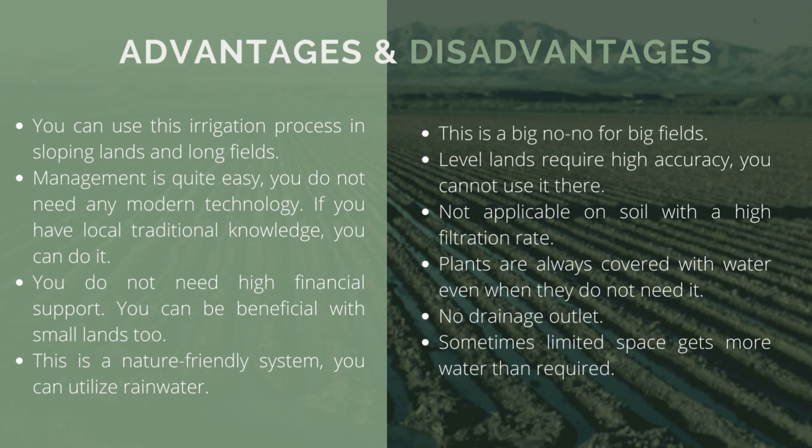Disadvantages of surface irrigation are: this is a big no-no for big fields. Level lands require high accuracy. You cannot use it there. Not applicable on soil with a high filtration rate. Plants are always covered with water even when they don't need it. There is no drainage outlet. Sometimes limited space gets more water than required.